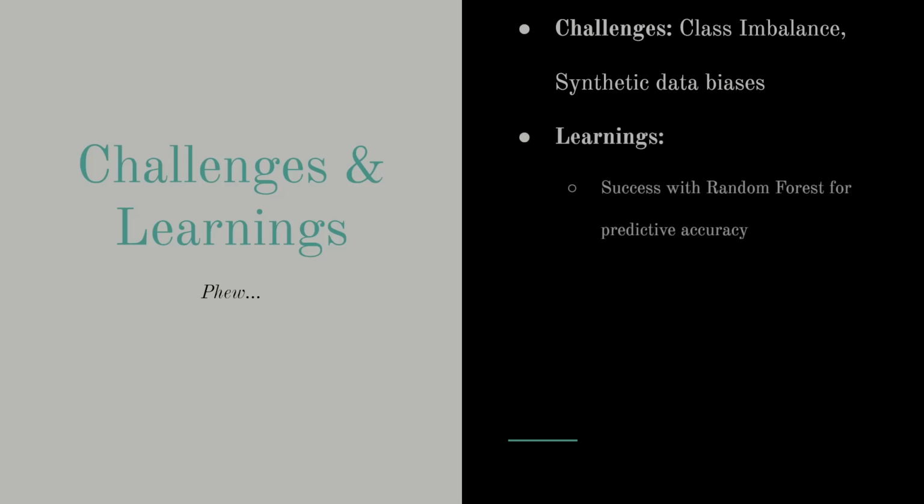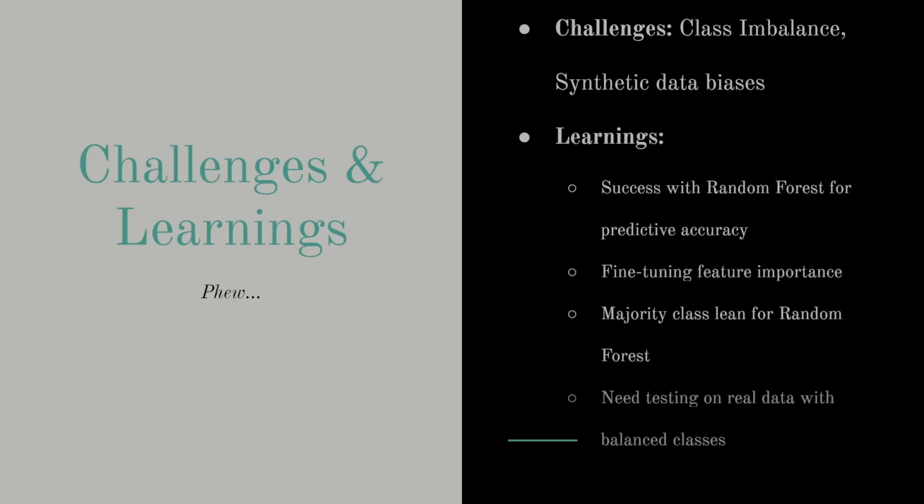And to conclude our model prediction, we found that we had some challenges with the class imbalance, as I talked about before. Some of the learnings were that we succeeded using the random forest because of the predictive accuracy. We will go over those in the Jupyter notebook. We could fine-tune the feature importances as well. The random forest leans toward the majority class, and we can find more insights into this if we test on real-world data with balanced classes.